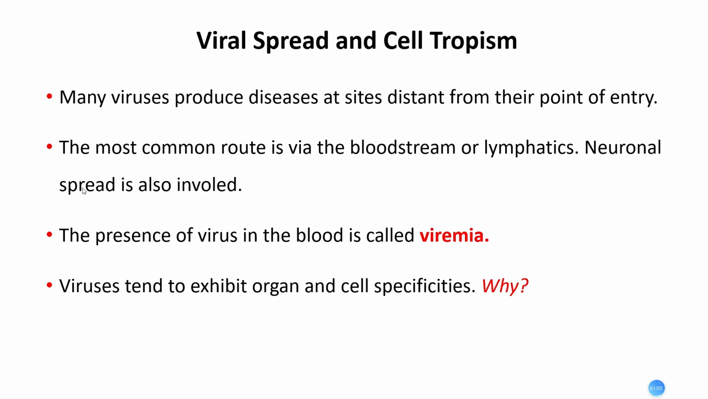And there is a term we want to remember, viremia. It's easy to understand. What's the meaning of -emia? I mentioned this before. Blood, right? Something in the bloodstream, we call it -emia. So viremia means virus in the bloodstream. The presence of virus in the blood is called viremia.